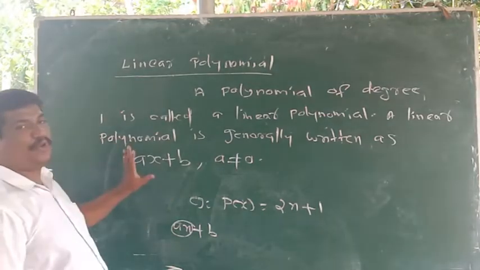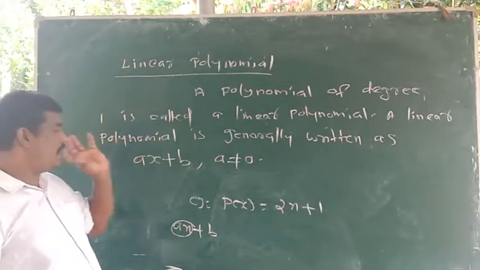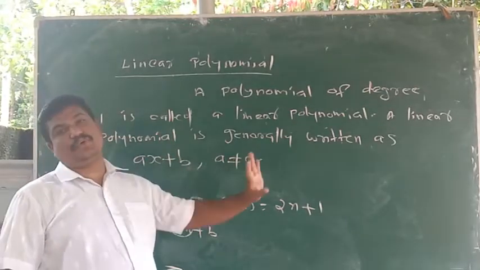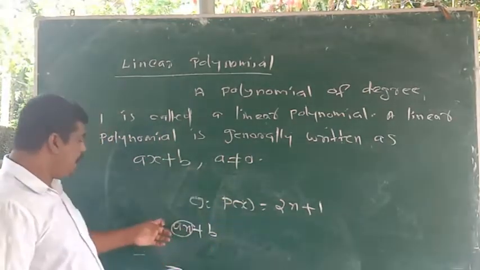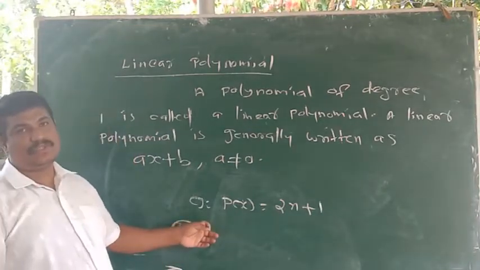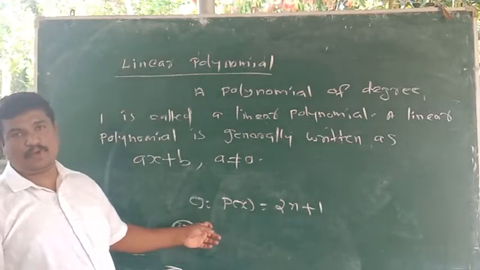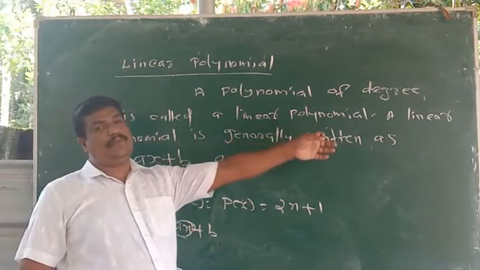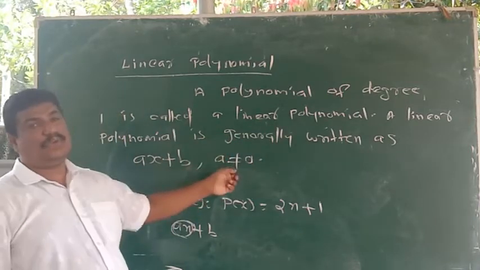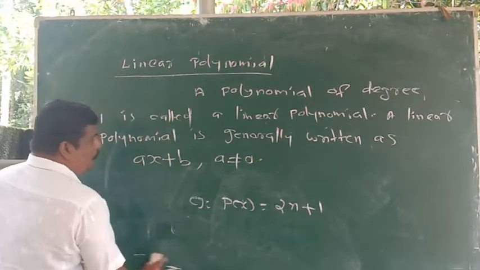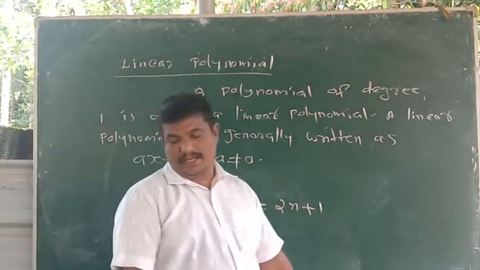Here, for a linear polynomial, the standard form or general form is ax plus b, compulsorily a not equal to 0. If a is equal to 0, the term becomes fully 0, then the degree becomes 0. So that polynomial is not a linear polynomial. Example, p of x is equal to 2x plus 1. Okay, clear.